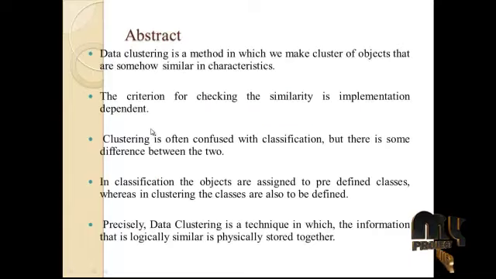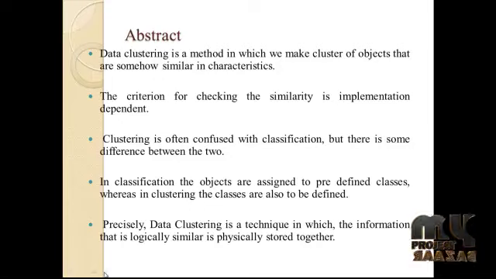Now let me discuss about the abstract of our process. Data clustering is a method in which we make the cluster of objects that are somehow similar in characteristics. The criterion for checking the similarity is implementation dependent. Clustering is often confused with classification, but there is some difference between the two. In classification, the objects are assigned to predefined classes, whereas in clustering the classes are also to be defined.